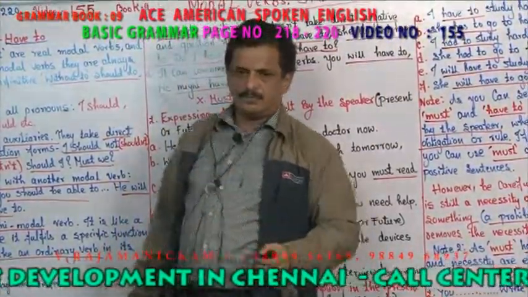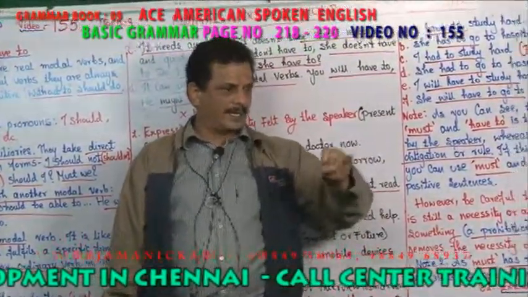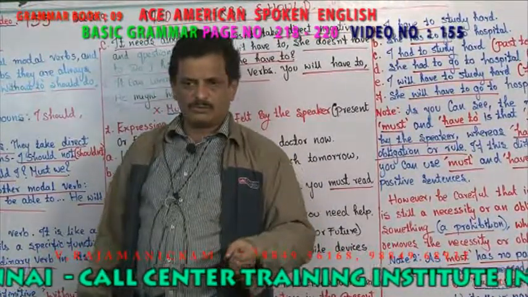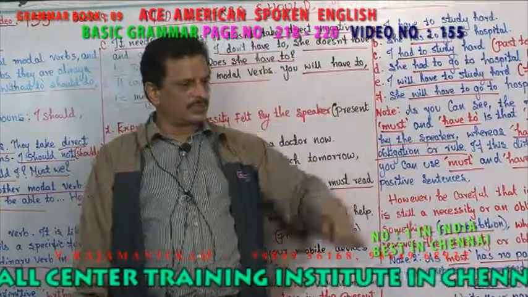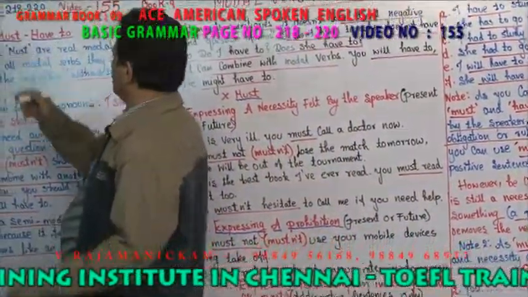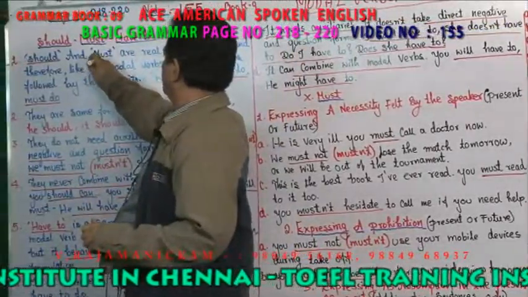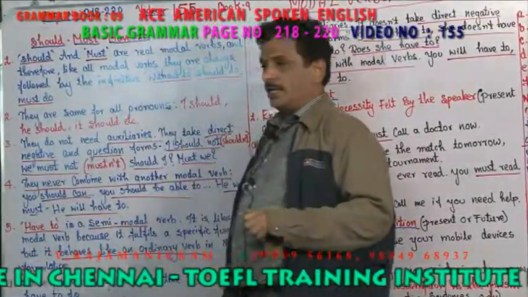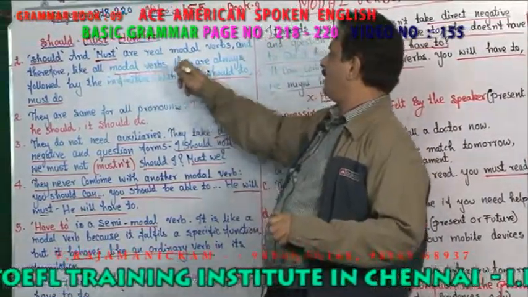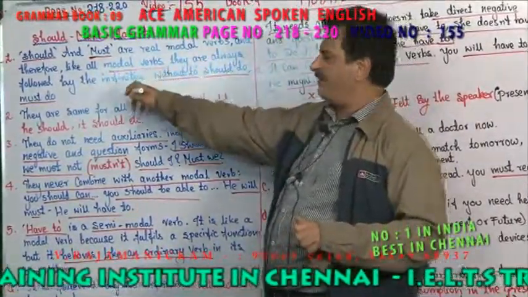I must buy a gold ring. I must take my family for a tour. Should, that is also an obligation. See here, should, must and have to. Should and must are real modal verbs, and therefore, like all modal verbs, they are always followed by the infinitive.